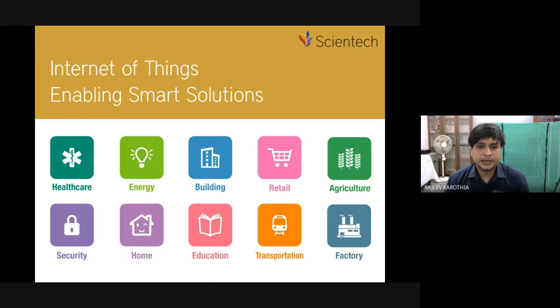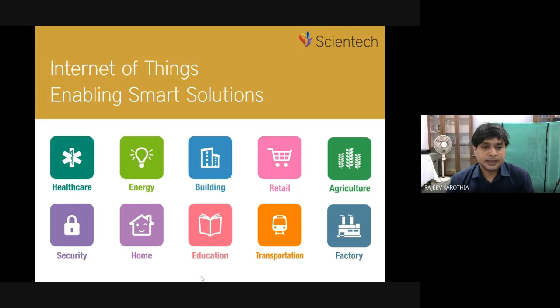There are different sectors where IoT is involved to make solutions smart. Healthcare is an important aspect, as are energy, building automation, and the retail chain, where IoT plays an important role. Agriculture is again important, and we at Scientech are also working in the agriculture sector. India is an agricultural country, so we should focus on agriculture and get the benefit of IoT by making it smart agriculture or precision agriculture.